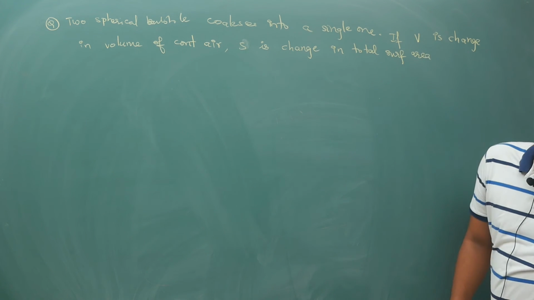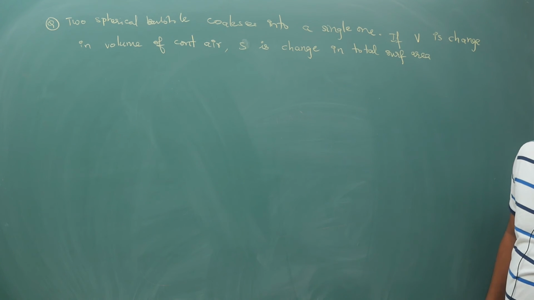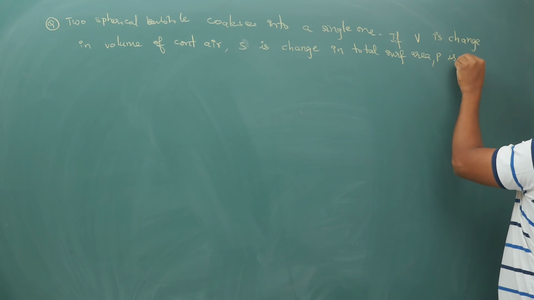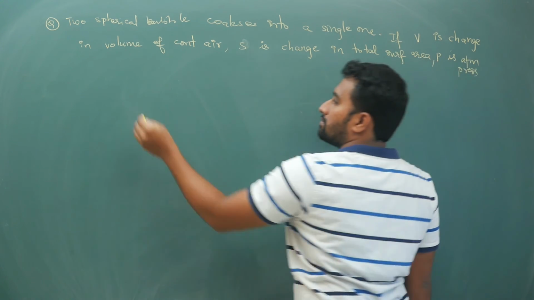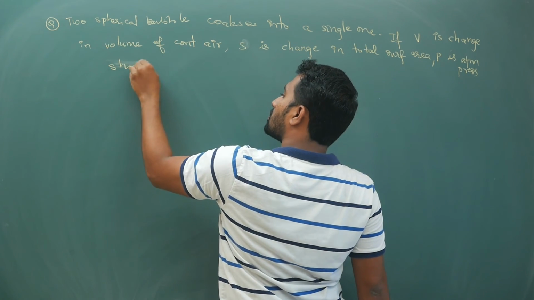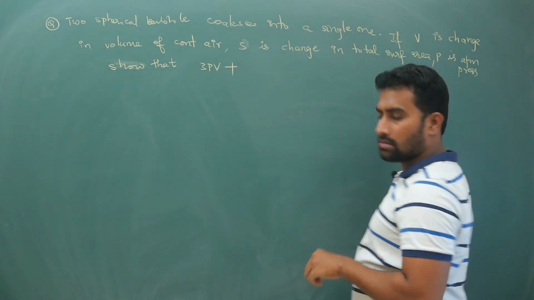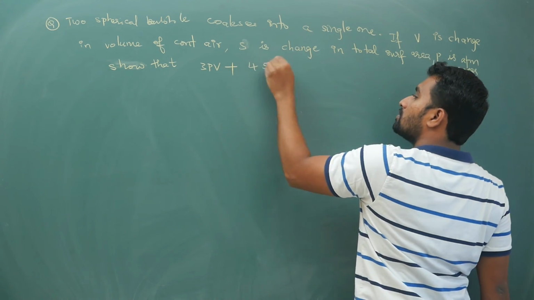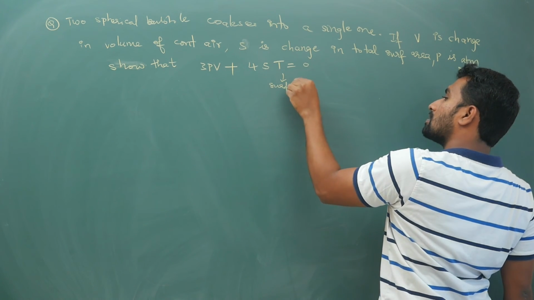Okay, what is your question is, if P is the atmospheric pressure, show that 3PV plus 4ST is equal to 0, where T is surface tension.